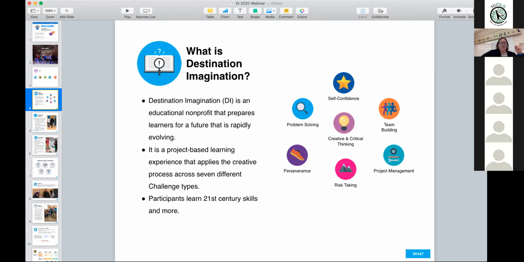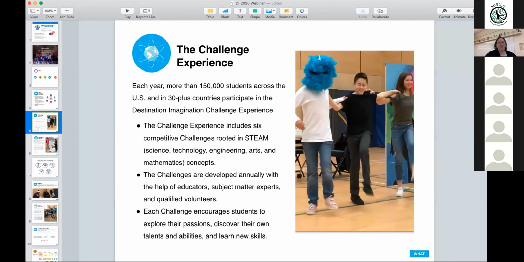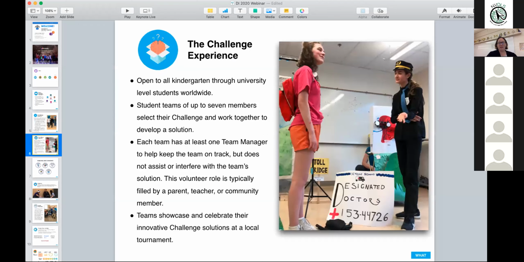And we really looked at it hard because we realized it did recognize a lot of these skills. And I'll go into those skills and why we think that it develops these things a little bit later on. But I want you to keep in mind that's what our ultimate goal is out of Destination Imagination. So it is about 150,000 students across the US and 30 plus countries that could participate in the actual challenge experience. So you can see in my little video here, that's some of the grade 9s from last year participating. And I'm hoping if I click down, it'll actually play.